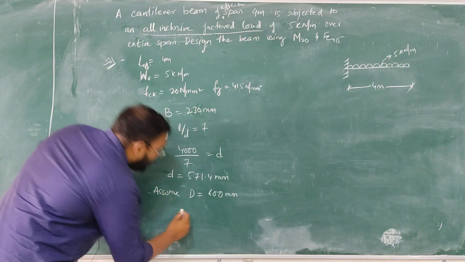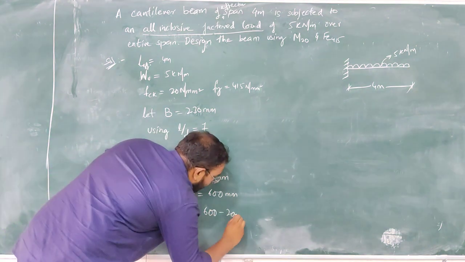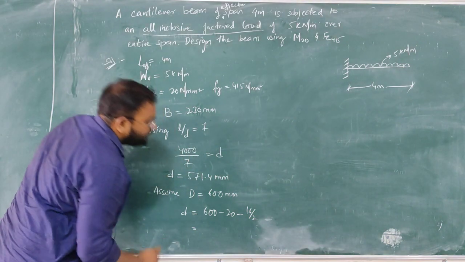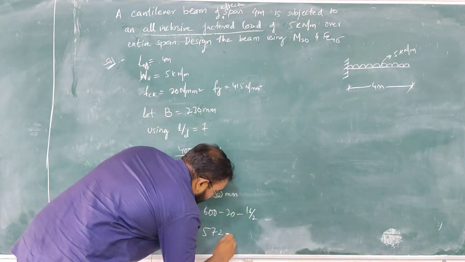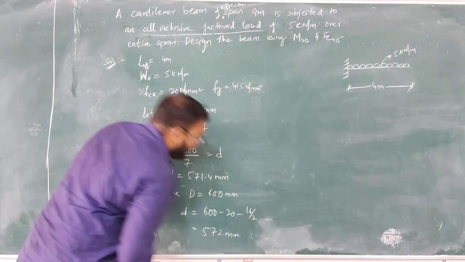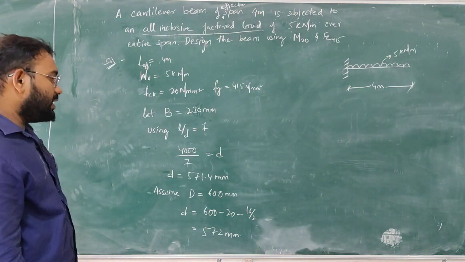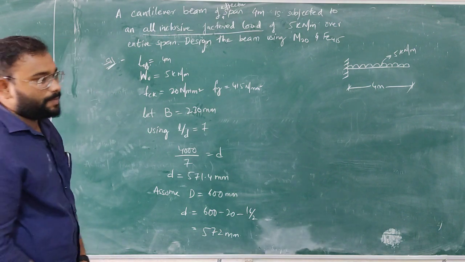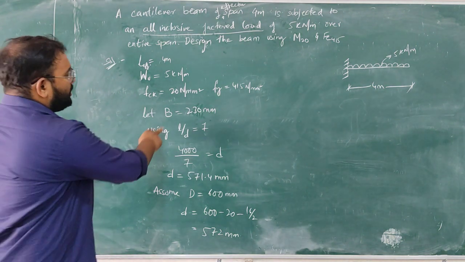Now compute small d. Small d is equal to 600 minus 20 minus 16 mm by 2. Tell me how much this is? 572. It is more than this value, so it is safe. Or you can take 12 mm diameter bars also. So this will be 574. Okay. Now next step, you got B and D.